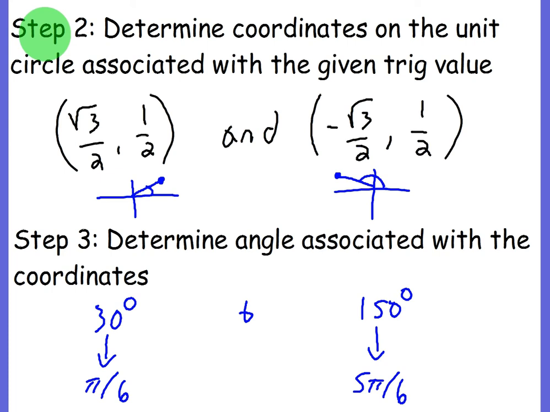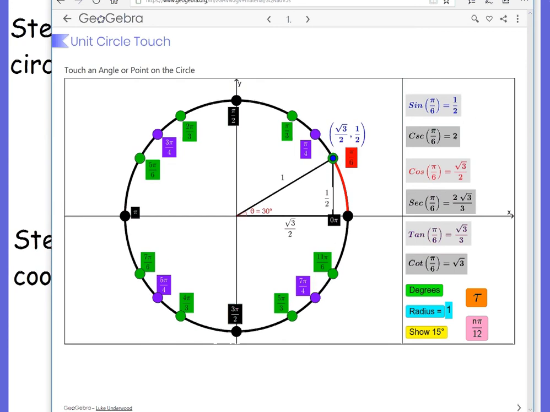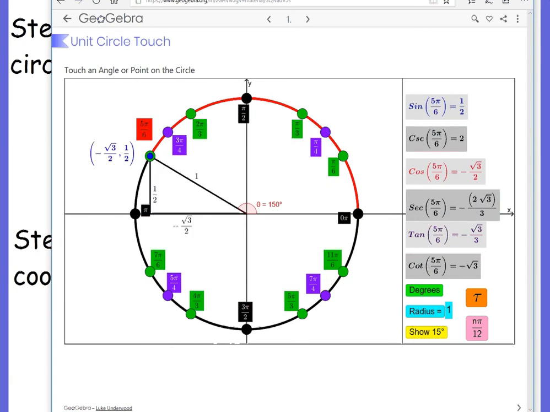Step 2, determine the coordinates on the unit circle associated with those given trig values. So this is just unit circle, right? Where on the unit circle does y equal 1/2? Well, it's going to be at pi over 6, or 30 degrees, and at 5 pi over 6, the y value will be equal to 1/2. Again, we can look at our unit circle and verify that. Sine will be 1/2 at both pi over 6 and 5 pi over 6.